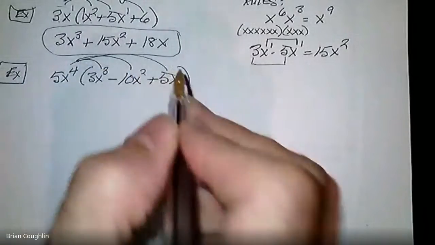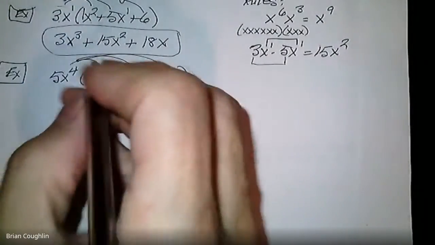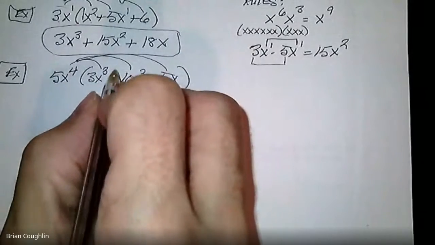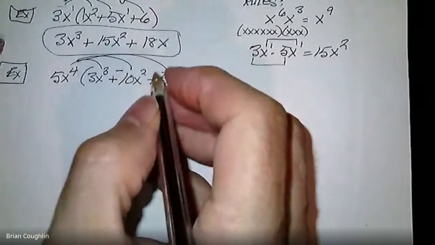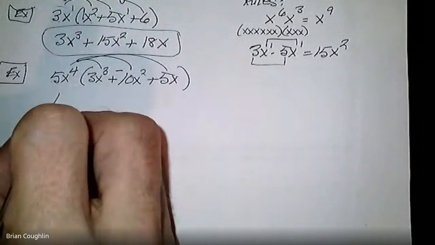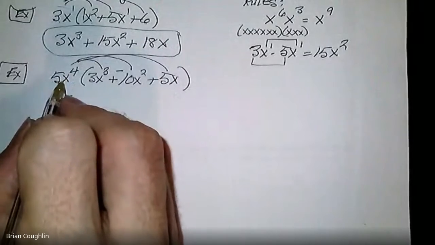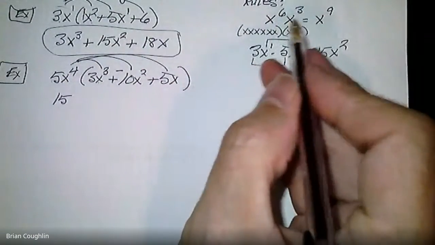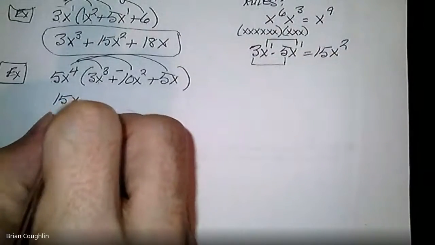Distribute, distribute, distribute. Right here, I'm going to add the opposite because I always do that. And let's see what we can do. Again, multiply the numbers first, 15. Now, x to the fourth times x to the third. If you look over here at our rule, you add the powers. This is going to be x to the seventh.